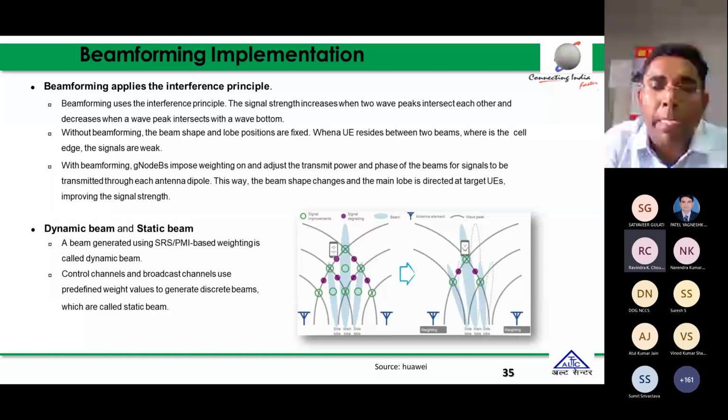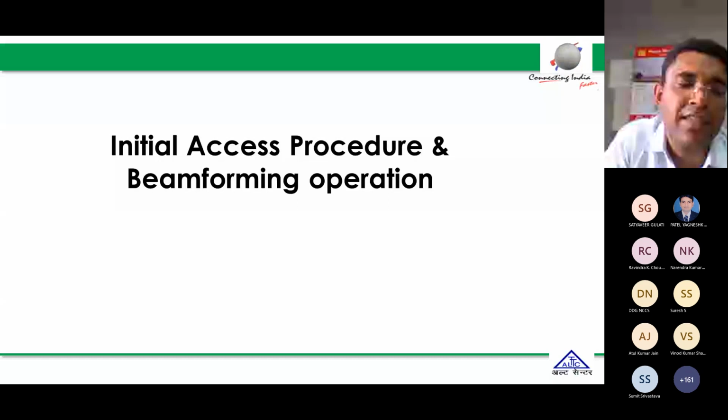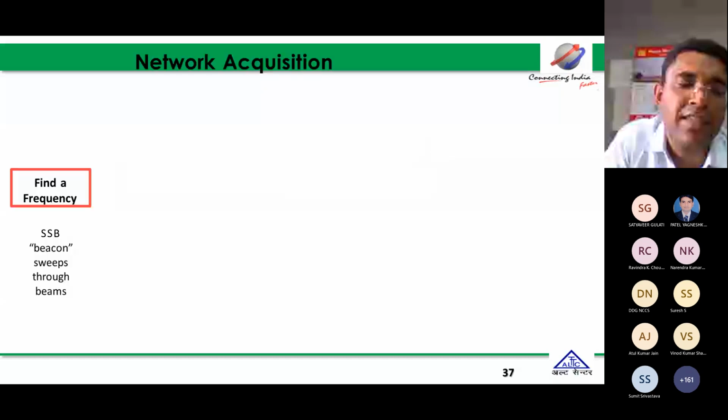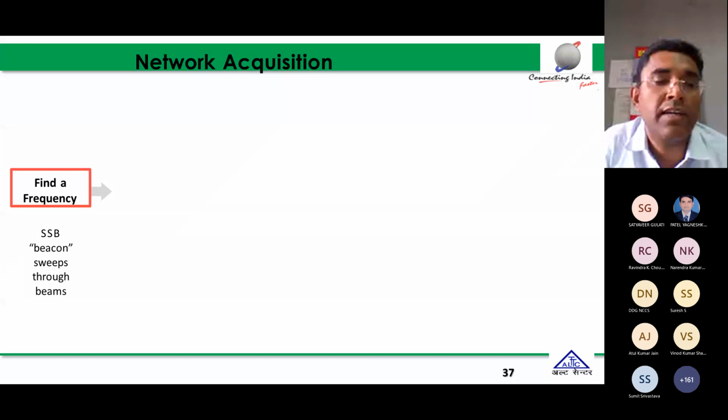Now, some initial SS procedure and beamforming operation. First, SSB; might be all of you know what the SSB is. The SSB is the synchronization signal block that is used for coverage verification in the 5G network. That's why it is known as the beacon that sweeps through the beam. It is a predefined weight actually. SSB is transmitted with the predefined weight in a fixed direction.